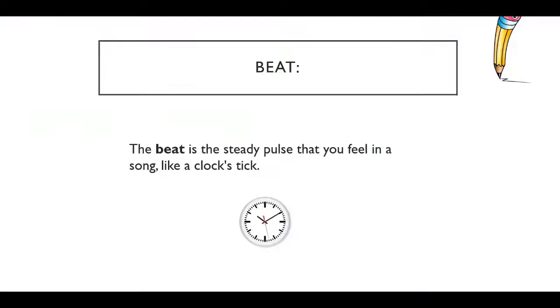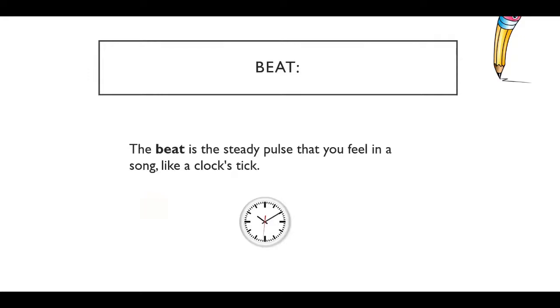Let's start by talking a bit more about beats. As I said before, a beat is a steady pulse in a song. It's a bit like a clock ticking. It's usually constant. It doesn't speed up or slow down mostly. Sometimes it does, but it's the thing that you would tap your foot along to.